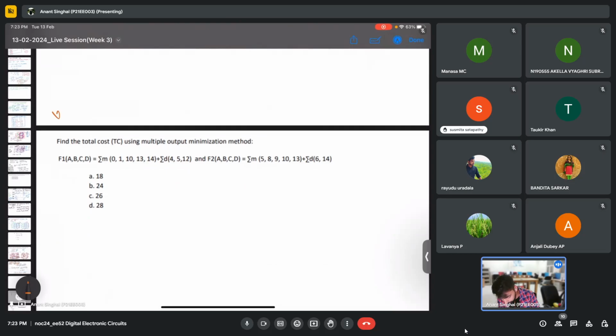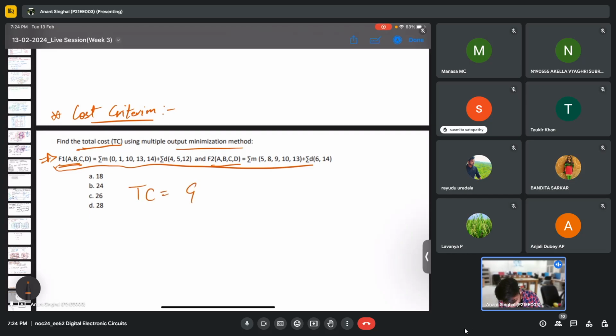Okay, so there are topics in this particular lecture for cost criteria. So now there are a few problems related to the same. In this particular question, you need to find the total cost using this output minimization method. So let me give you the direct formulas for that. You have been given several expressions, one is F1, one is F2, and then you need to check the total cost. You need to get the realization first, and then I'll give you the formula. So the total cost is equal to the total gate cost plus the number of gates used.